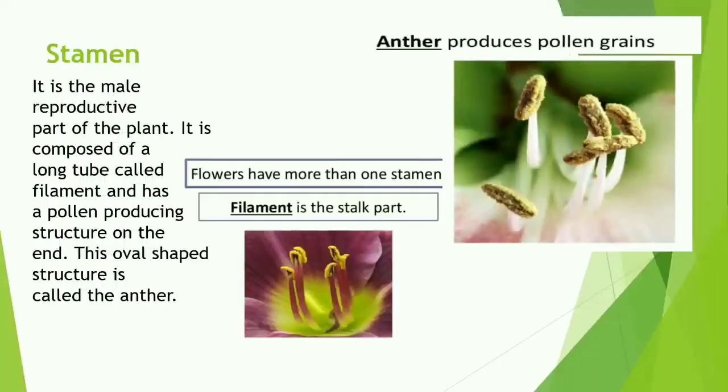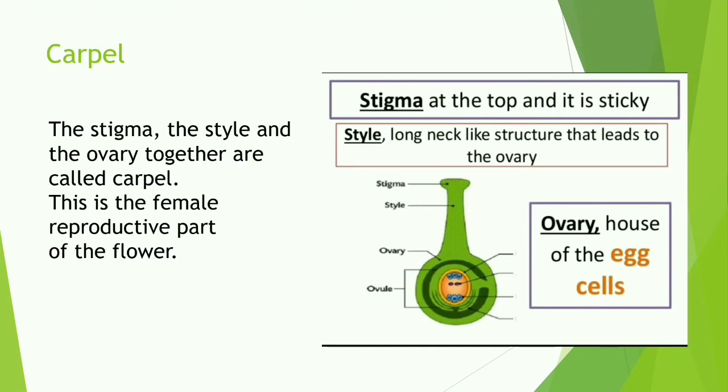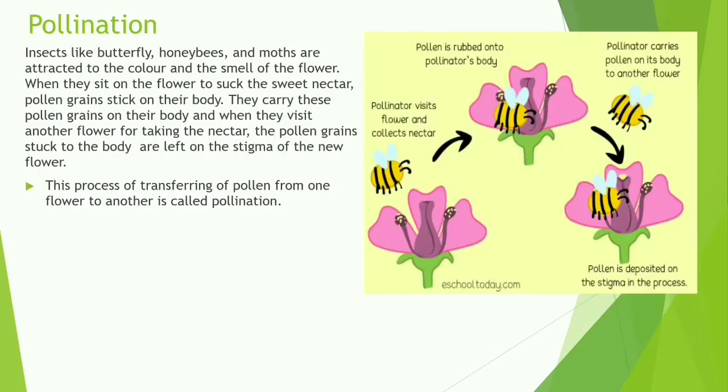As we know, the anther produces the pollen grains. Next is the carpel. It has three parts: the stigma, which is the topmost part and is sticky; then the style, the long neck-like structure that leads to the ovary; then the ovary, which is the house of the egg cells. We call each egg cell an ovule.